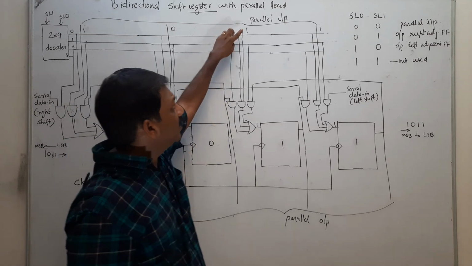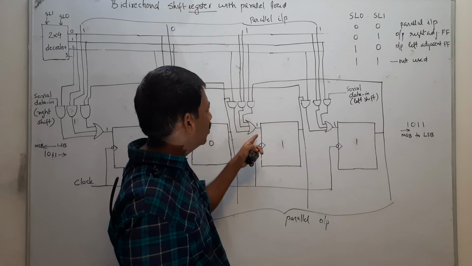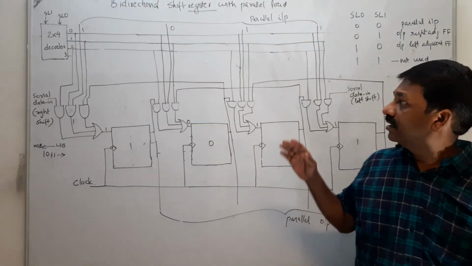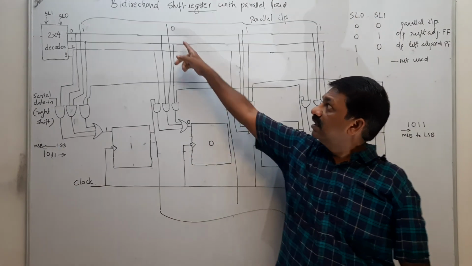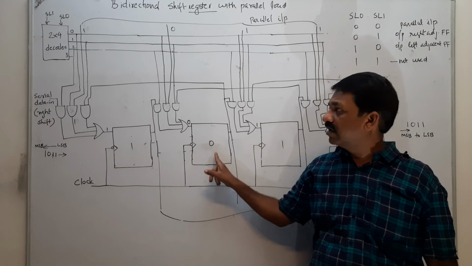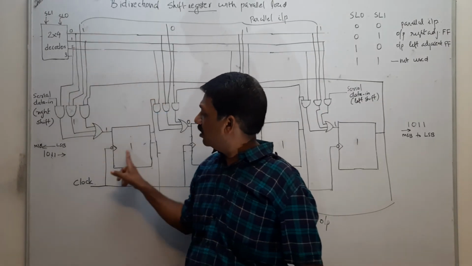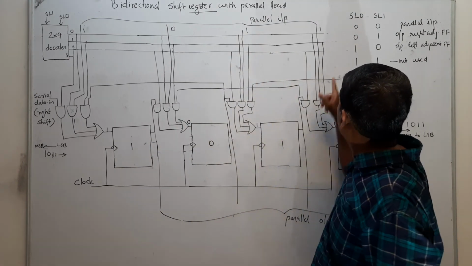If the input is 1, here input is 1. If the input is 0, here also input is 0. And likewise, after giving it, if you are giving the clock, then this data will be the content of this flip-flop. This data will be the content of this flip-flop, and this data will be the content of this flip-flop, and likewise.